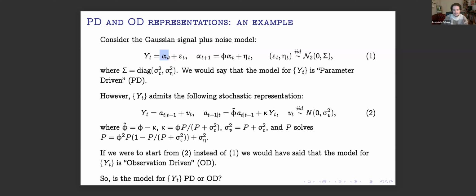Now, we do not observe alpha. We would like to infer about alpha by observing y. So we would like, for example, to compute moments of this alpha conditionally on some observations, some values for y.